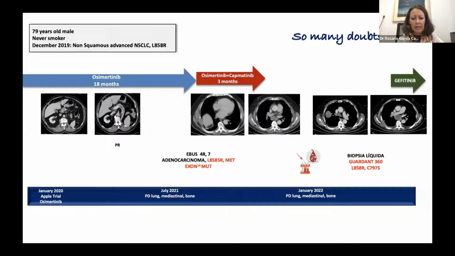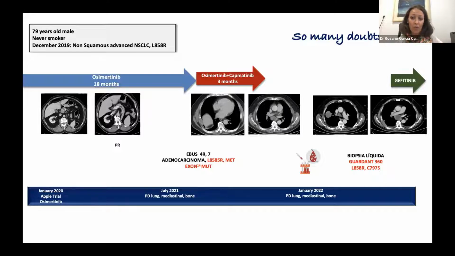He progressed at lung, mediastinal lymph nodes, and bone. And we decided to do an EBUS, and adenocarcinoma was confirmed. The presence of exon 21 mutation was also confirmed. And we found a MET exon 14 mutation, not a MET amplification, a MET exon 14 mutation that is really rare. So I think we still have a lot to know about these cases.